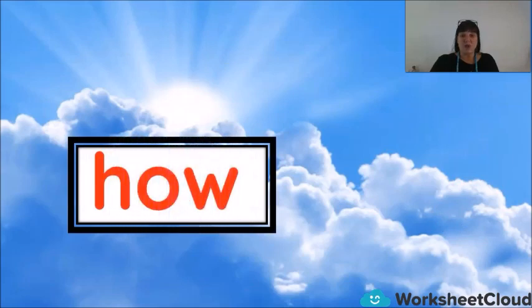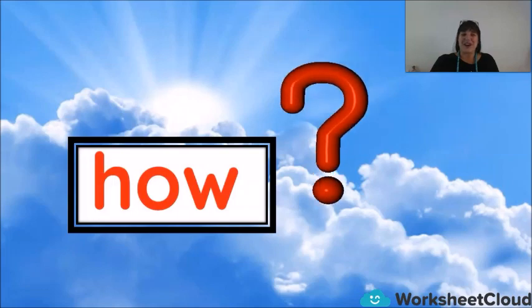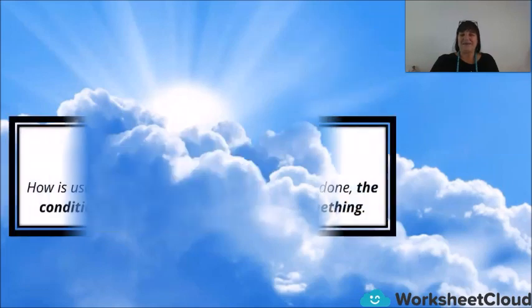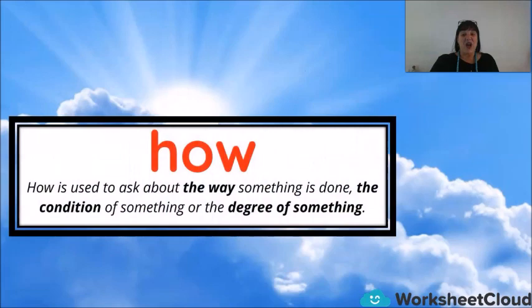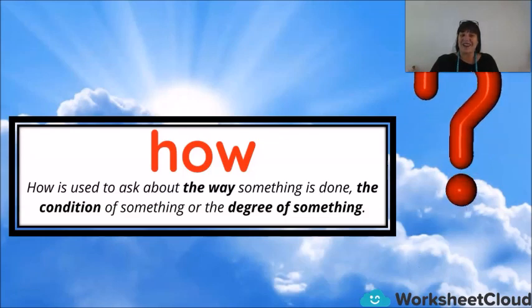How is also a question word. And this is strange because a lot of them started with the w sound. How is just with an h. How also needs a question mark. How is used to ask about the way something is done, the condition of something, or the degree of something. It also needs a question mark.